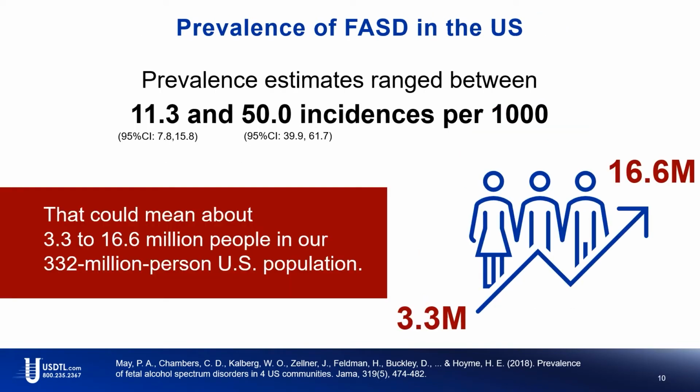And so what May and his team found was that the prevalence estimates ranged from 11.3 per thousand births all the way up to 50 incidences per 1,000 births. So this was a lot more than was originally estimated prior to this study. What this study means for us is that there could be between 3.3 and 16.6 million people in our 332 million person U.S. population. So this is a lot of people that may have FASD.